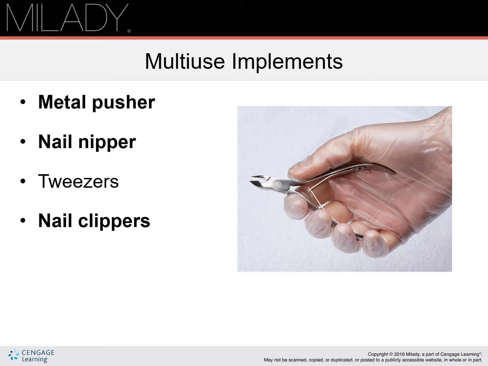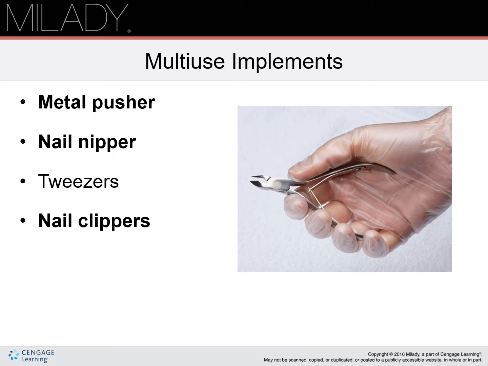Okay, so let's talk about multi-use implements in particular. Our metal pusher. These are often called a cuticle pusher. It is designed to gently scrape the cuticle tissue from the natural nail plate. You're going to hold it like a pencil. Improper use can cause trauma or injury to the tissues called microtrauma. Okay? Microtrauma is a tiny opening in the skin that can allow microbes to enter the skin. That can give you infection.